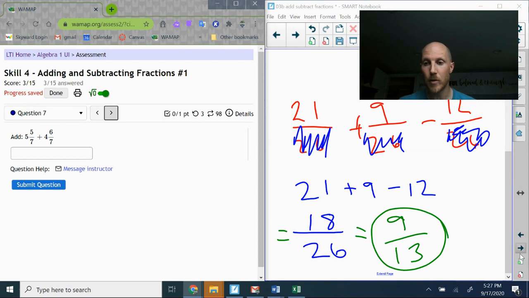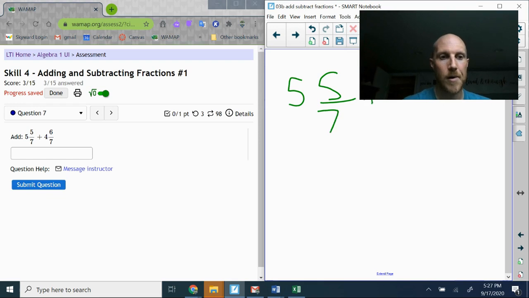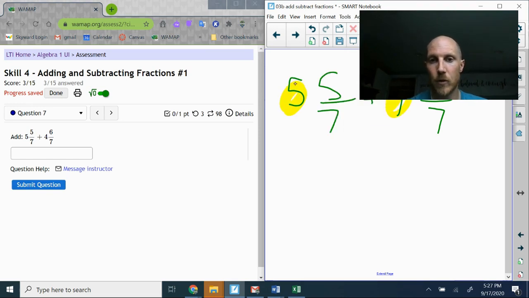All right, let's skip over here to number 7. We've got some mixed numbers showing up this time. Mixed numbers are gross. Who put those things in here? So I've got 5 and 5/7 plus 4 and 6/7. I'm going to take the whole number portions first and add those together: the whole number 5 and the whole number 4. That's going to be 9.